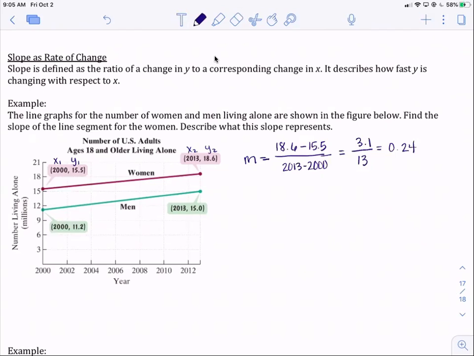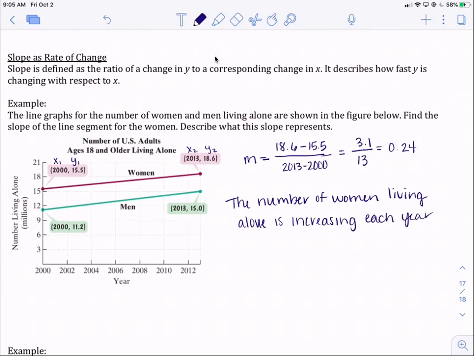So what we can say is that the number of women living alone is increasing each year by approximately 0.24 million.